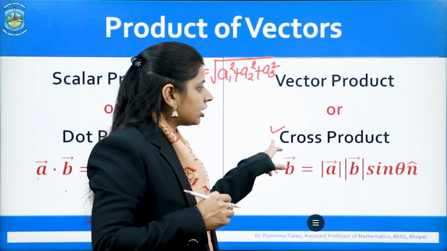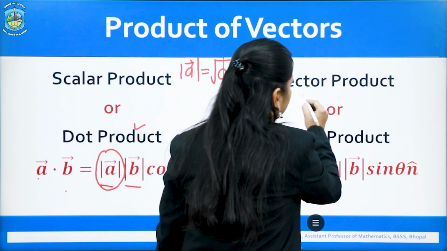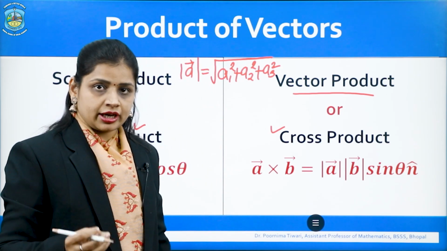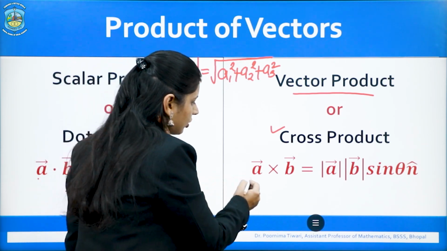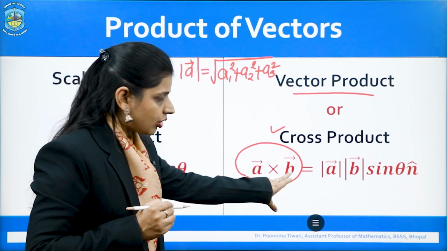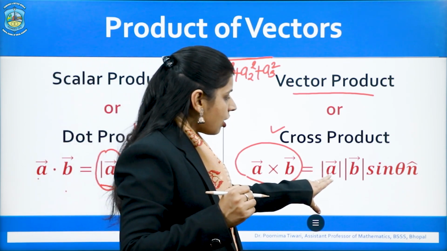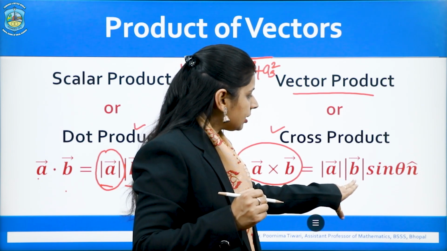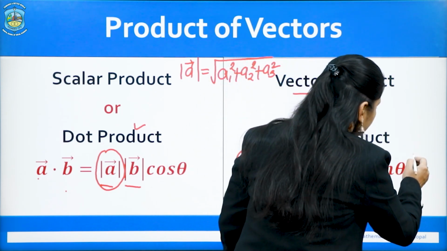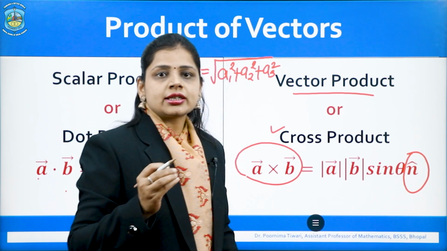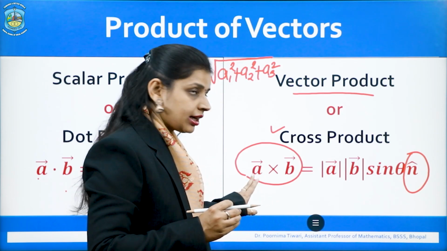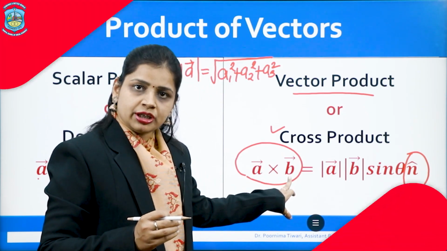And cross product of two vectors is also called vector product, as the resultant quantity is a vector. Cross product of two vectors A and B is denoted by A cross B and it is mod of vector A multiplied with mod of B sin theta n cap, where this n cap is a unit vector perpendicular to the plane which contains vector A as well as vector B.